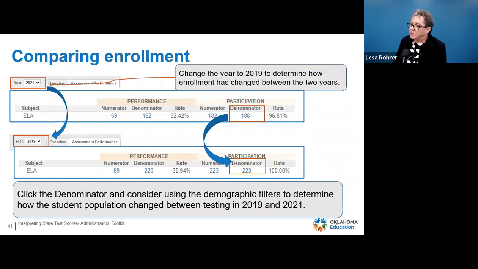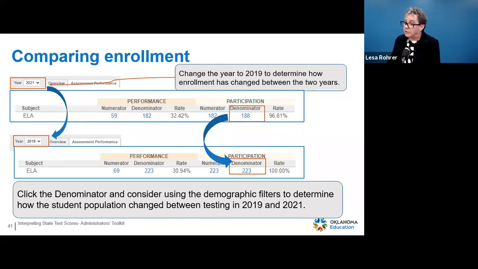Comparing enrollment. The other wonderful thing about this is we can turn back time. I can go to 2021. I can change that year to 2019. Right off the bat here, I can see that in 2021, I had 181 students enrolled at the time of testing. In 2019, I had 223. So I can already understand that I'm serving fewer students this year than I did in the prior year.